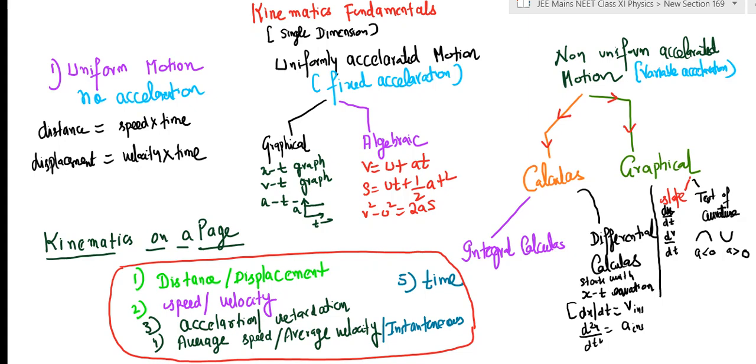But the graphical method is common, right? Uniform motion can also be expressed graphically. Uniform accelerated motion can be expressed graphically. And non-uniform accelerated motion can also be expressed graphically. So one is a type of motion.